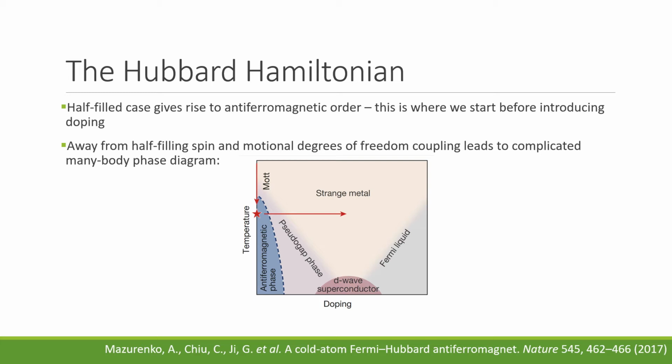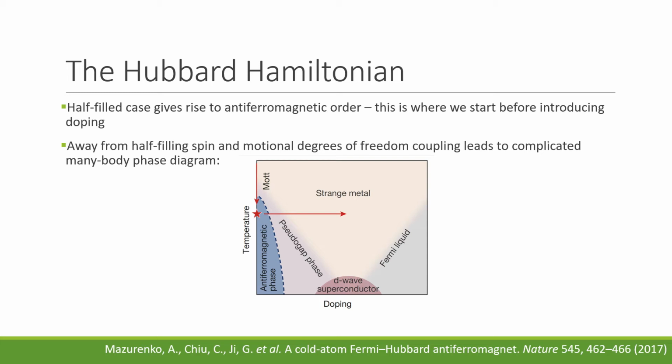As we move away from half-filling, we get coupling between spin and motional degrees of freedom, which give rise to this phase diagram, which is quite difficult to understand conceptually, but it's also quite difficult to simulate numerically. Monte Carlo methods fail here due to the fermion sign problem. The red star on the diagram indicates the point of strongest magnetic order.